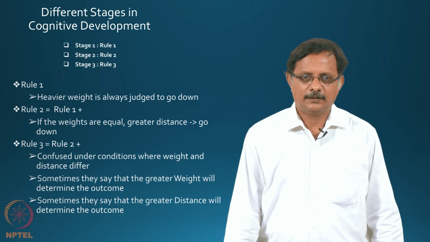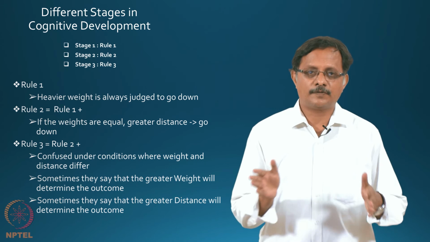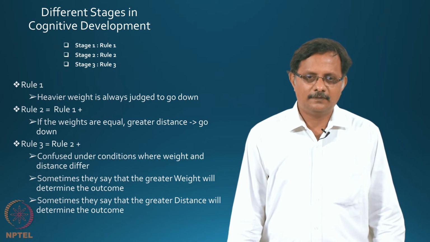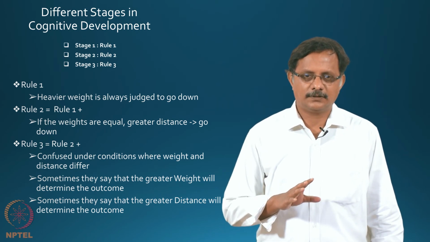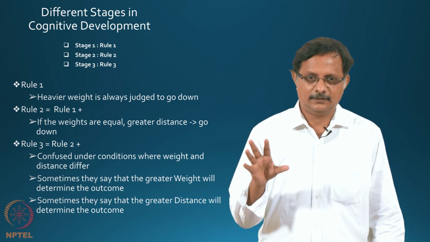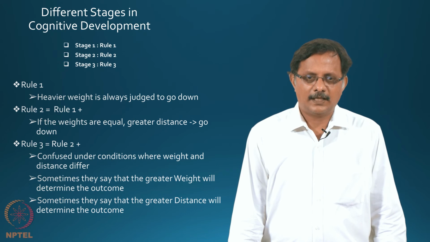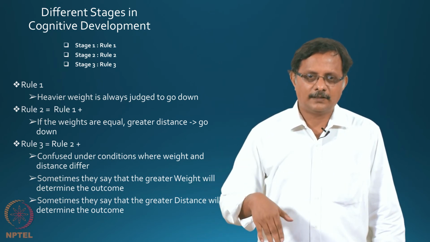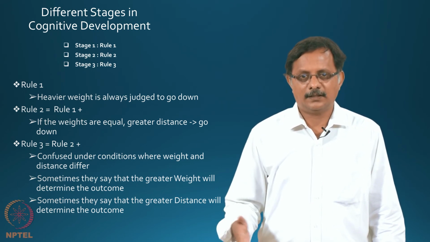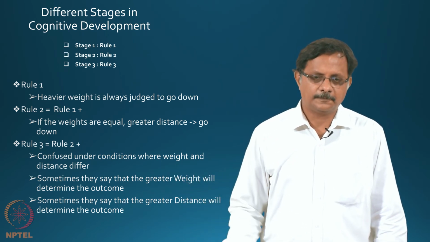It turns out that when children make these judgments about balances, they use different rules at different stages. In rule 1, which is used in stage 1, the children seem to believe that the heavier weight always goes down. They do not understand the contribution of the distance; they think weight alone determines which way the balance goes. In rule 2 they progress a little and add one more factor: if the weights are equal, then the distance matters, and the side where the distance is greater goes down.